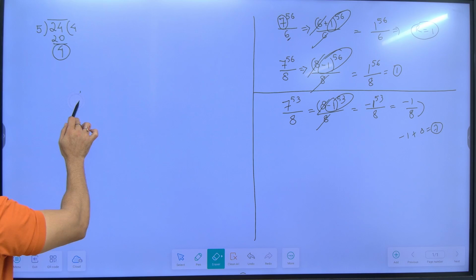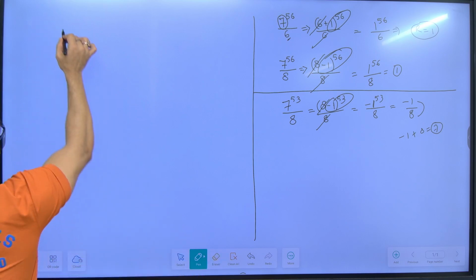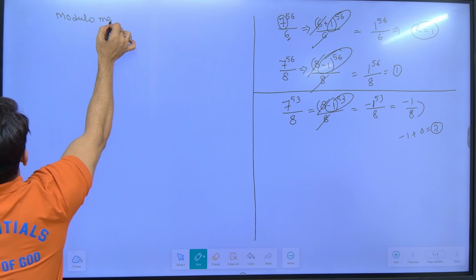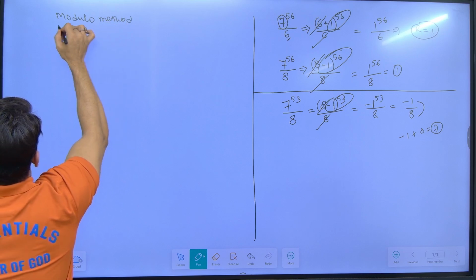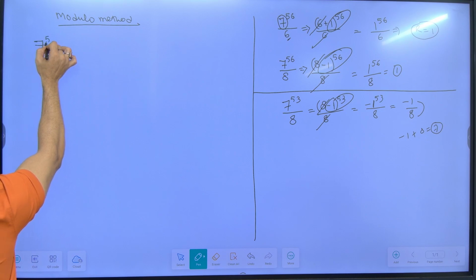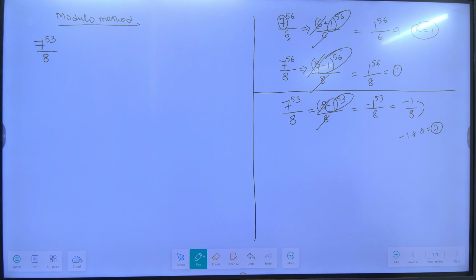Okay. Then we'll take up some difficult problems. It's called the modulo method. Let's say we have 7 raised to the power 53 divided by 8. What are the things we have to keep in mind, where we have to stop when we divide it, and what is the modulo method?